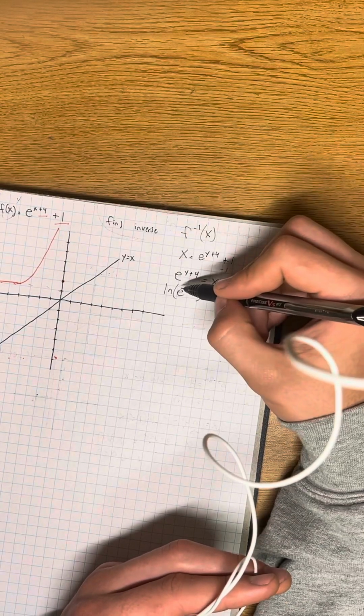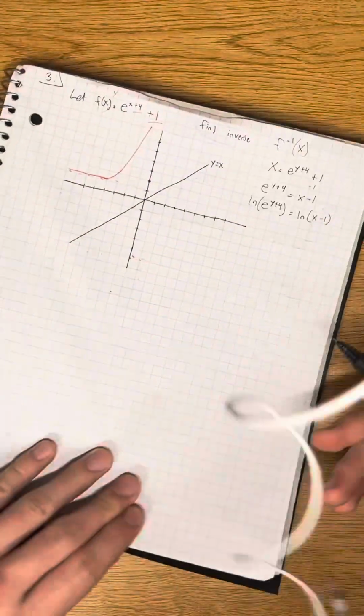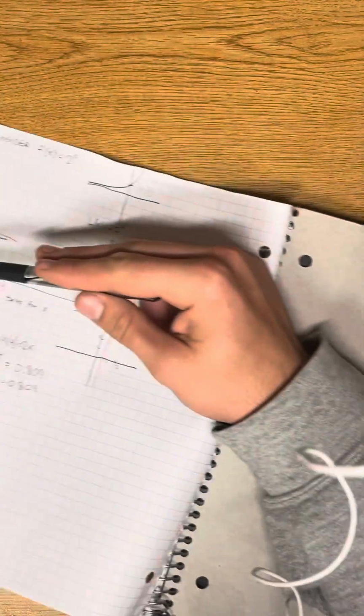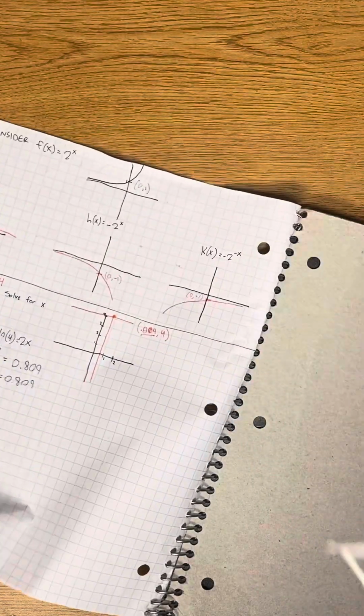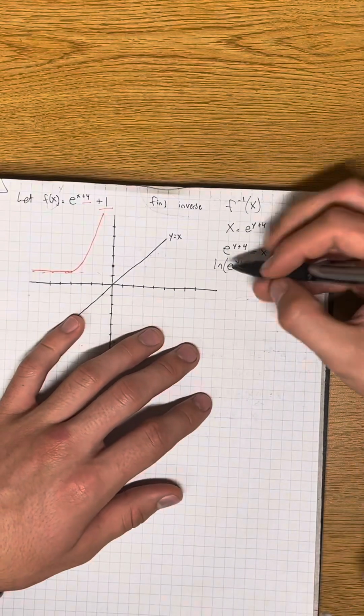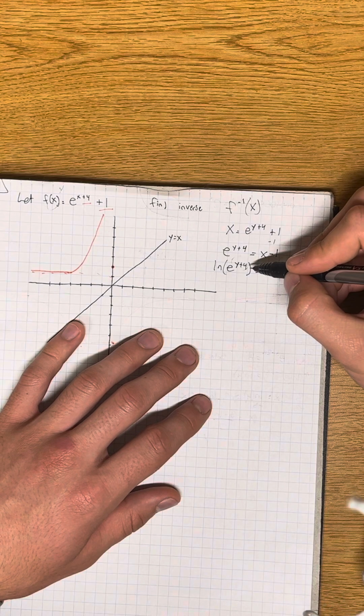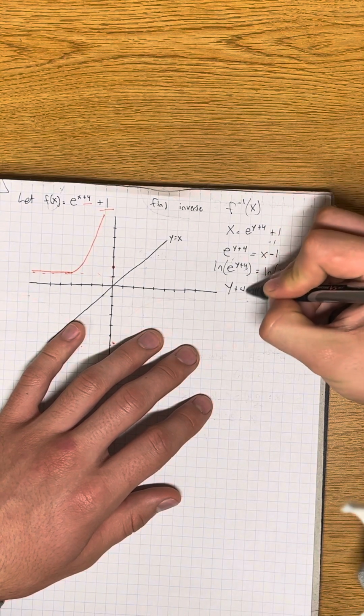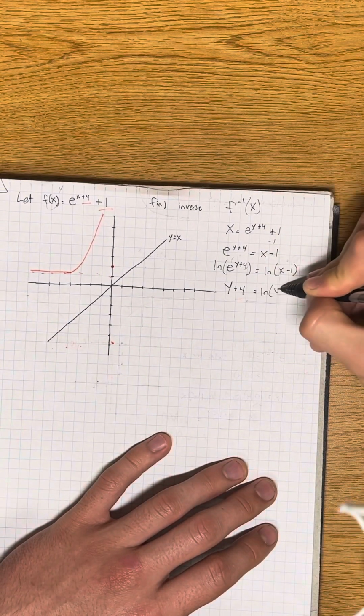And then as we said before, this function here is fitting into the formula of ln of e to the x is going to equal that x. So essentially all this equals y plus 4. So now we have y plus 4 is equal to the natural log of x minus 1.